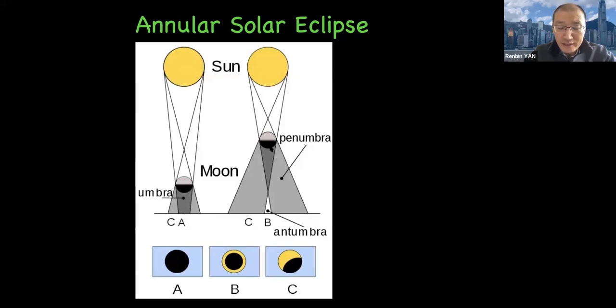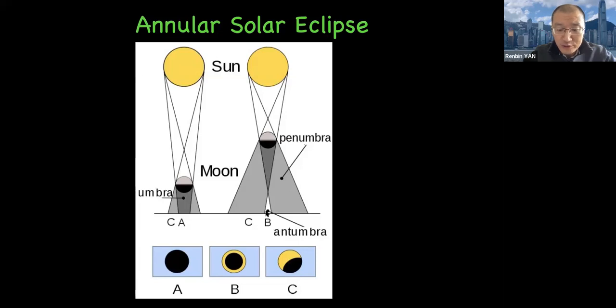But when the moon is slightly further away in its orbit around the Earth, the moon will look a little smaller in angular size compared to the angular size of the sun. In this case, the umbra part of the shadow of the moon cannot even reach the Earth. So only the penumbra part of the shadow can reach the Earth, and in these places you can see a partial solar eclipse.